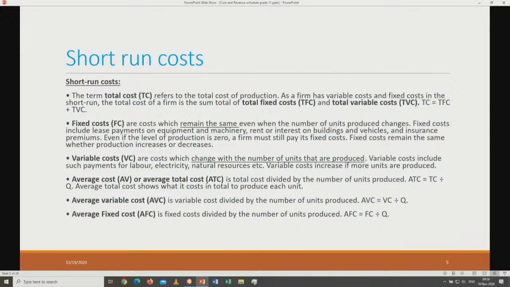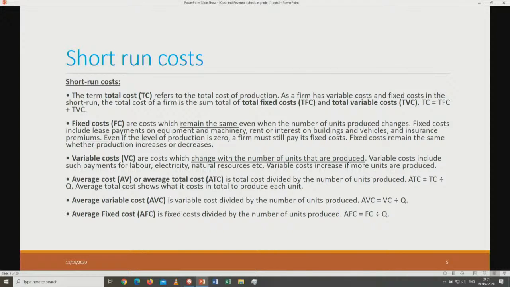But let's look at variable costs on the other hand. These are the costs that can change when the number of items that are produced changes. We call them variable costs. So there are costs which change with the number of units that are produced.